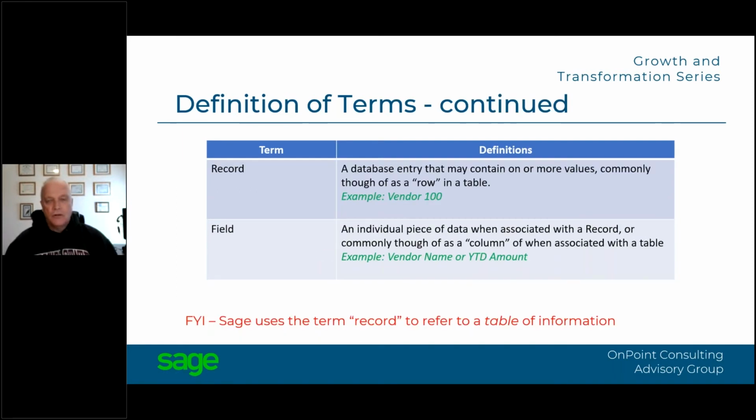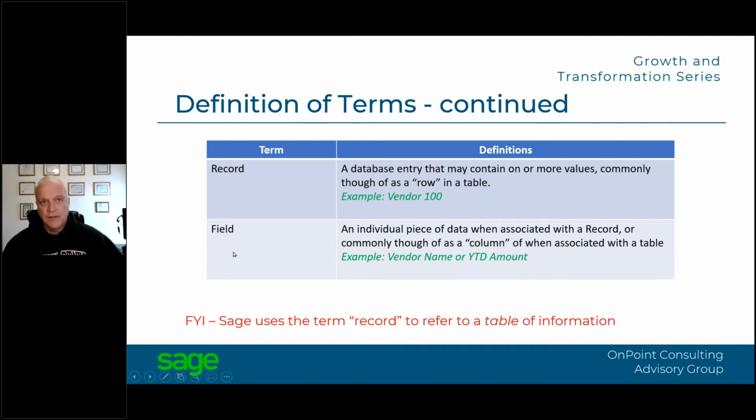All right, you've got records. A record is simply a row of information in a table. Think about an Excel spreadsheet. You've got an Excel spreadsheet that's a table, and it's made up of rows, right? Well, each row is called a record in a database. For example, vendor 100 here.